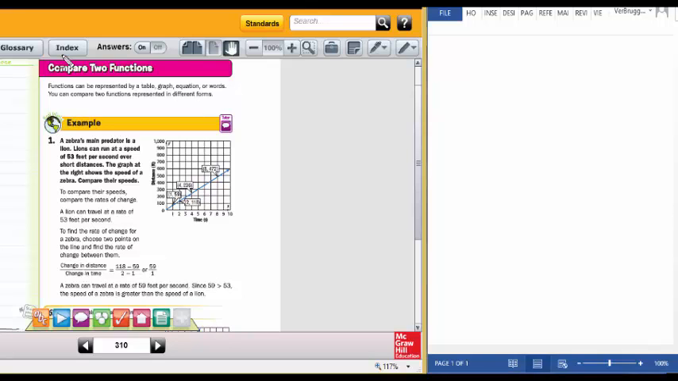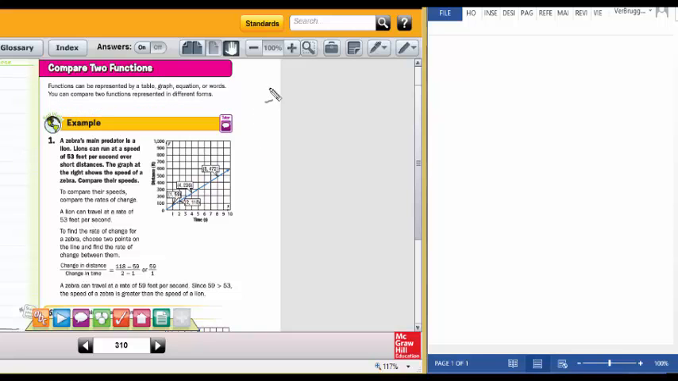This is Chapter 4, Lesson 5, Comparing Functions. Let's take a look, first of all, at our important point here. They talk about the fact that functions can be represented by a table, a graph, an equation, or words. You can compare two functions represented in different ways.